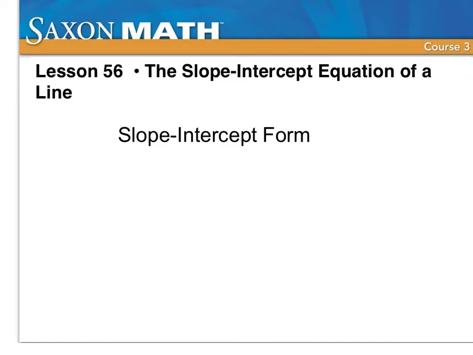Alright, and welcome back. We are doing lesson 56. This lesson is called the slope-intercept equation of a line. We need to know what slope-intercept form looks like, and this is something you'll want to memorize. It's very useful for graphing. It makes it so that we don't have to make those tables of values that we've been making, if we understand how to use slope-intercept form.